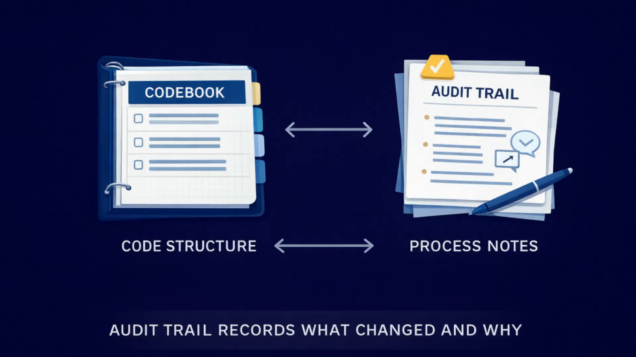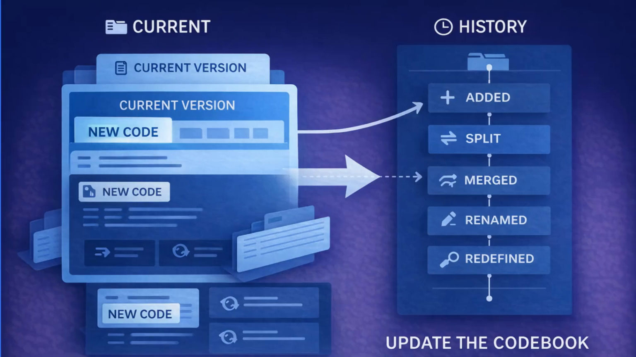This is where the audit trail becomes essential. An audit trail is the written record of what changed in the analysis and why it changed. The codebook and the audit trail are not the same thing, even though they are closely related. The codebook shows the current version of the coding structure. The audit trail records how that structure changed and why. If a new code is added because existing codes did not adequately capture a recurring pattern, that change should be reflected in the current version of the codebook. But the fact that the change occurred, the reason it occurred, and the implications for already coded material belong in the audit trail. If a code is split, merged, narrowed, renamed, or redefined, that history should not disappear.